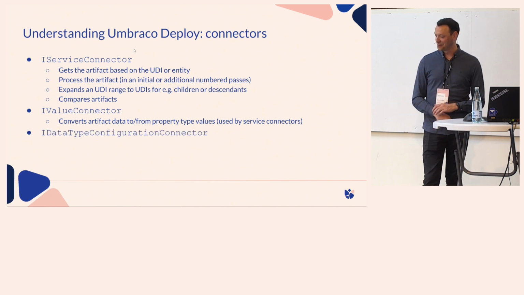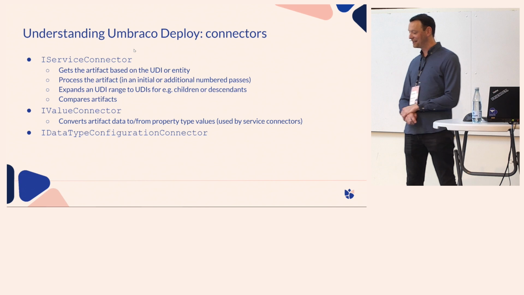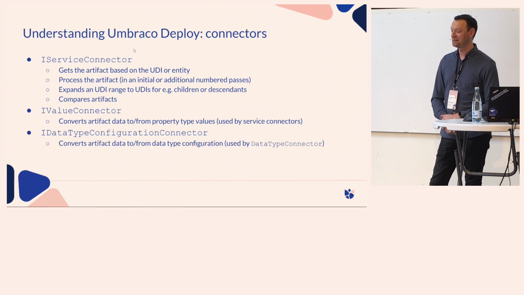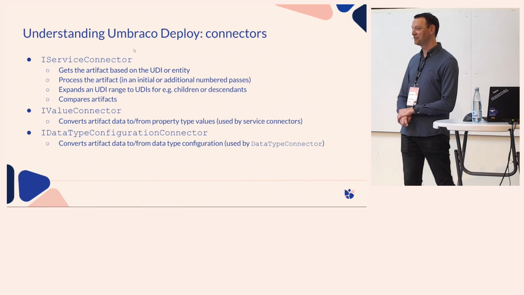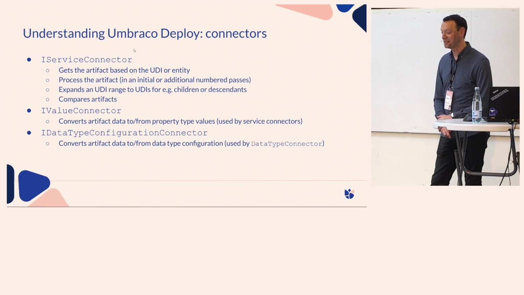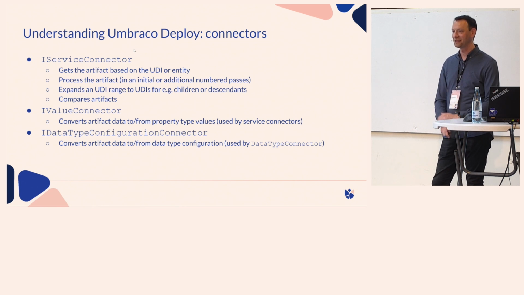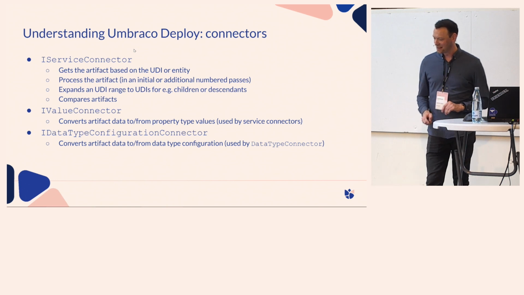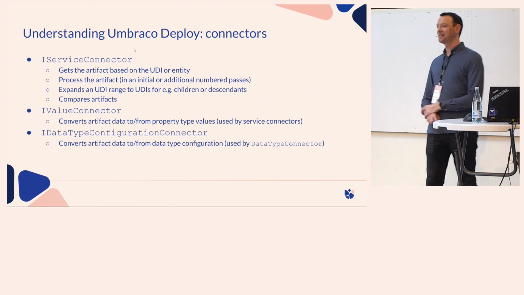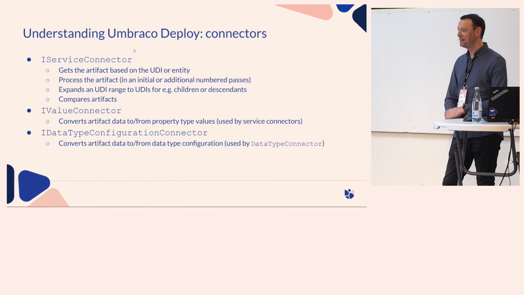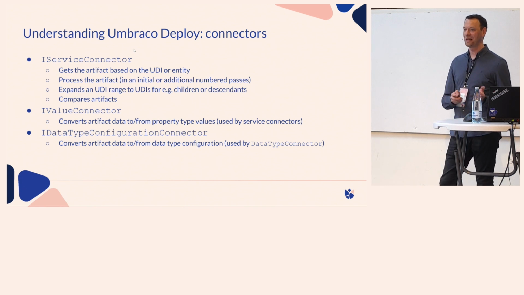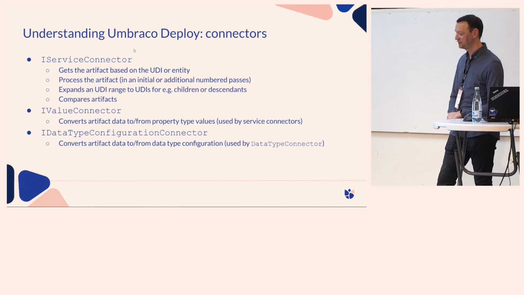Then, similarly to value connectors, there's the data type configuration connector. This makes sure that the configuration settings for a data type are serialized in the same way as the value connector does it for the property data. Let me go back one more. Important to note is that the service connectors are registered per entity type, and both the value connector and the data type configuration connector are done based on the property editor alias.